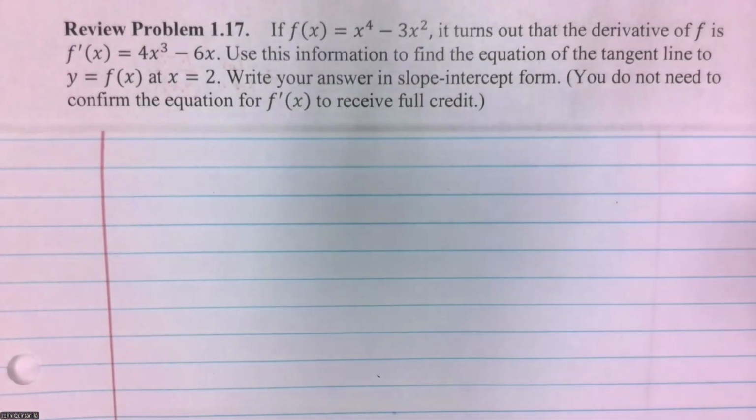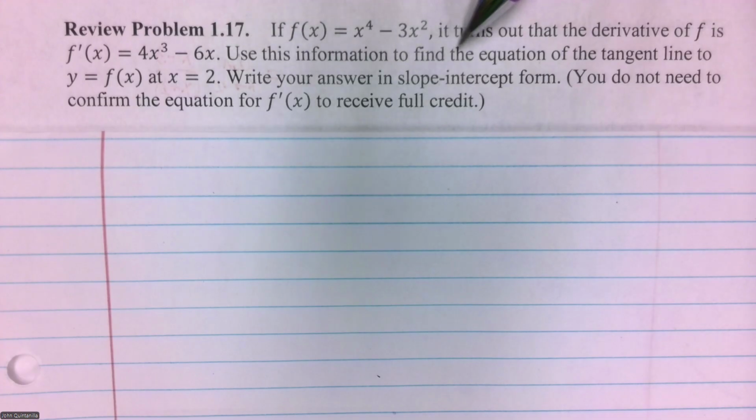For this problem, if f of x is equal to x to the fourth minus 3x squared, it turns out the derivative is f prime of x is equal to 4x cubed minus 6x. This can be obtained using the formal definition of a derivative. In a little while, we'll talk about how to compute this derivative more efficiently. For now, we'll just take that as a given.